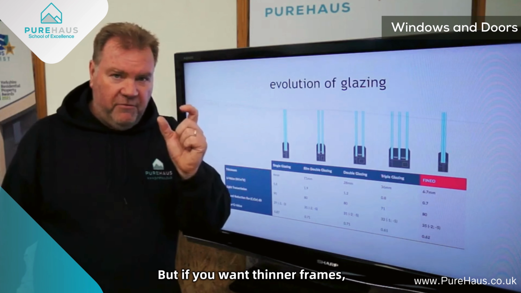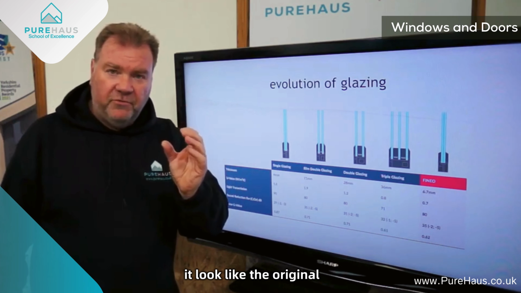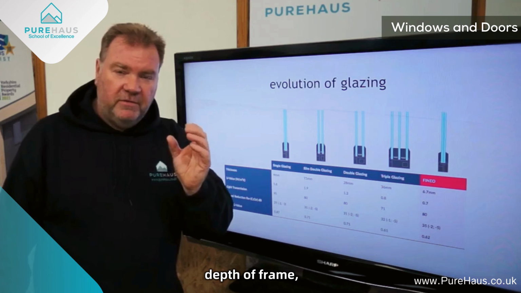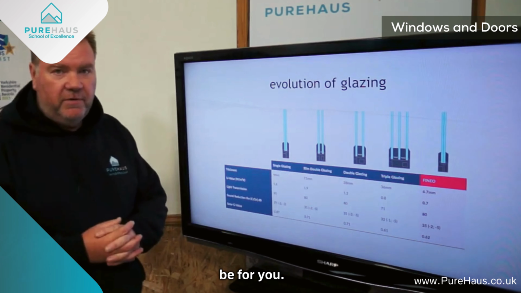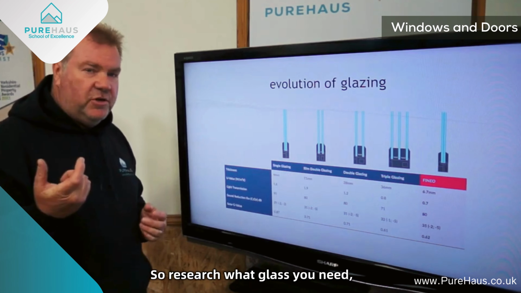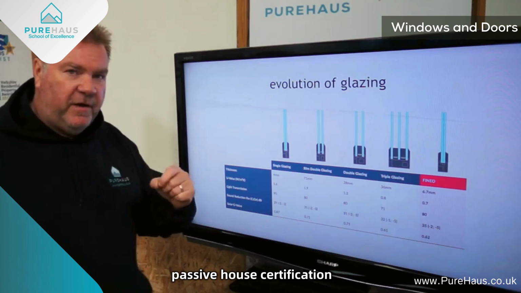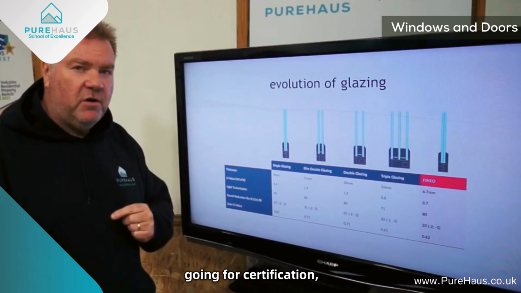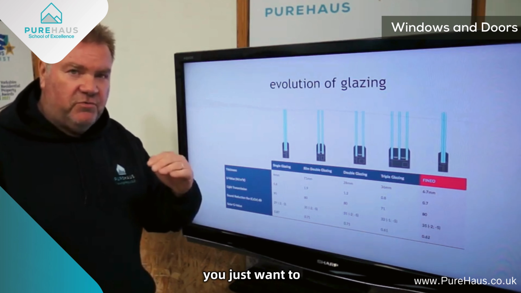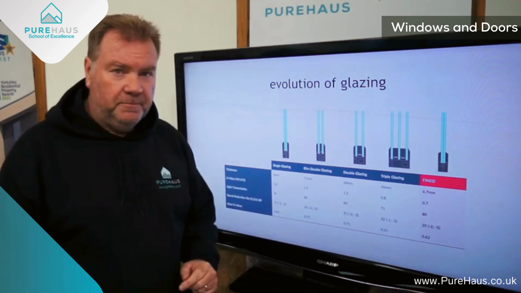But if you want thinner frames, especially in a retrofit where you've got to make it look like the original frame or the original depth of frame, then potentially a vacuum unit could be for you. So research what glass you need, but if you go for passive house certification or passive house standards, even if you're not going for certification, you just want to reach maximum standards, then triple glazed or vacuum.